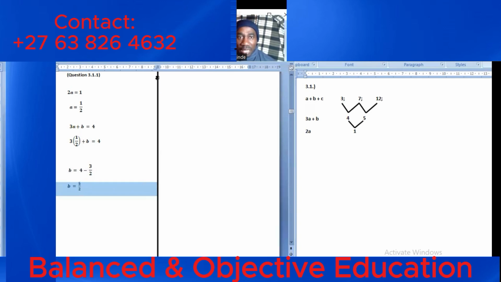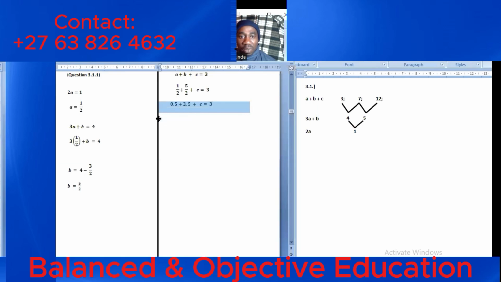Next, we have to calculate the value of c. So remember, the first term of the sequence is equated to a plus b plus c. Now we have the value of a, we have the value of b, so we can make appropriate substitution. I like working with decimals, so I will convert all we have here to decimal. 0.5 plus 2.5, then plus c equals 3. 0.5 plus 2.5 is 3.